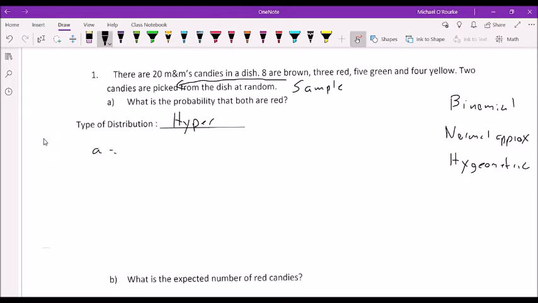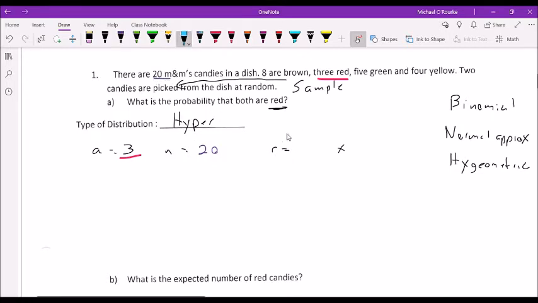Now, how do I list it on there? A, N, R, and X. What's my A value? What's the item of interest here? My item of interest is the red, so item of interest is 3. What's my N number? 20. That's my total number of items.